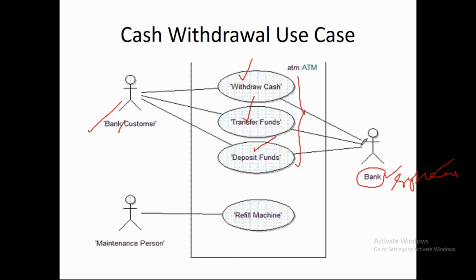On the other side, you have the bank system, which gets updated for every transaction that you do. You withdraw cash from the ATM, your bank system gets updated. You transfer funds, your bank system gets updated. You deposit funds, your bank system gets updated. And the maintenance person is going to use the system for refilling the machine. So this is a simple example of a use case. These are the purposes for which the bank customer would be using the ATM machine. If you identify these purposes, you should be able to identify the actors and create the use case diagram.